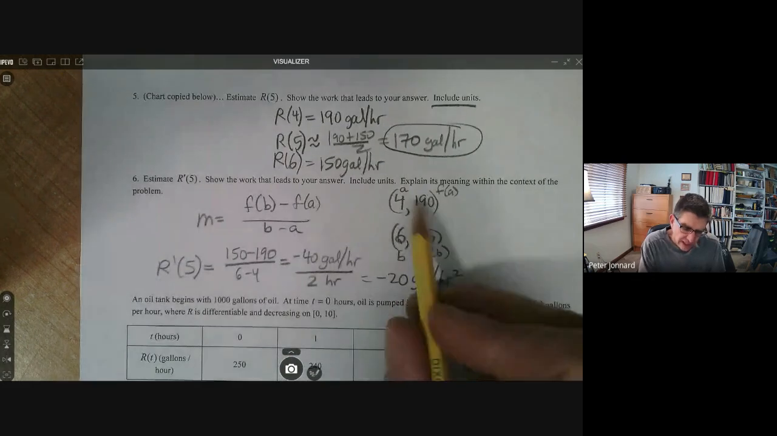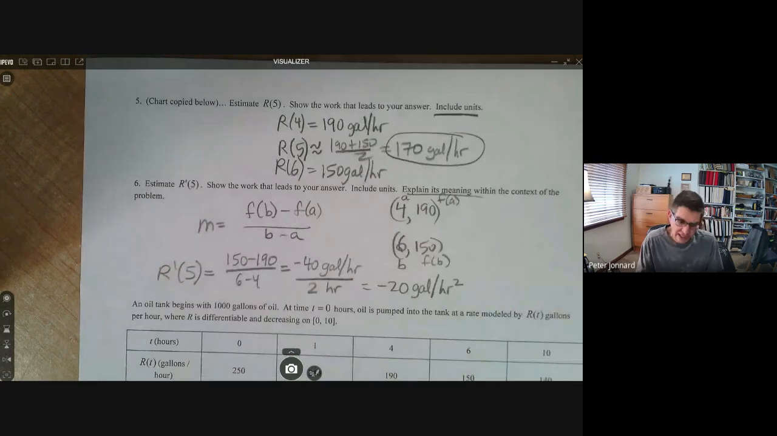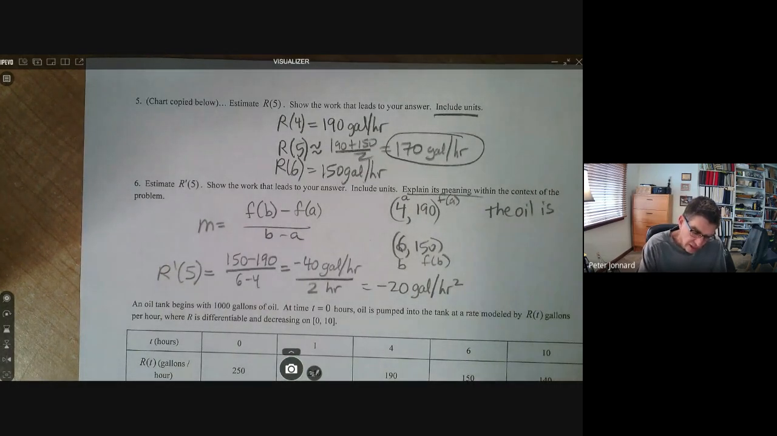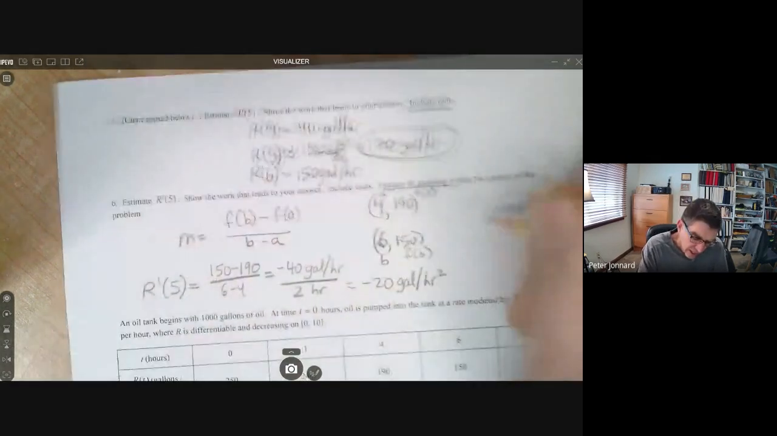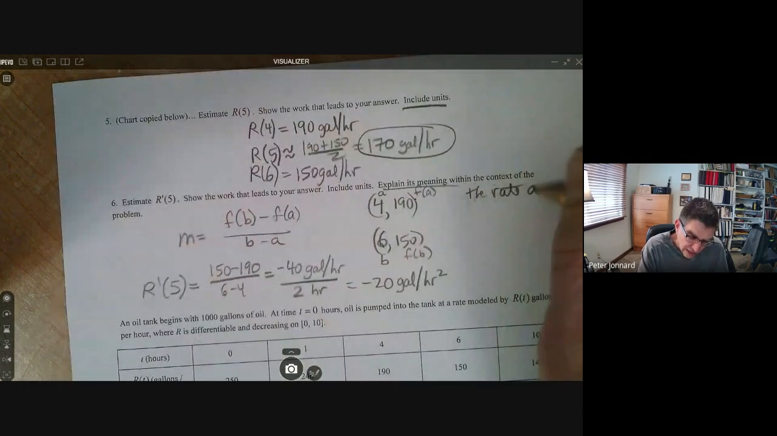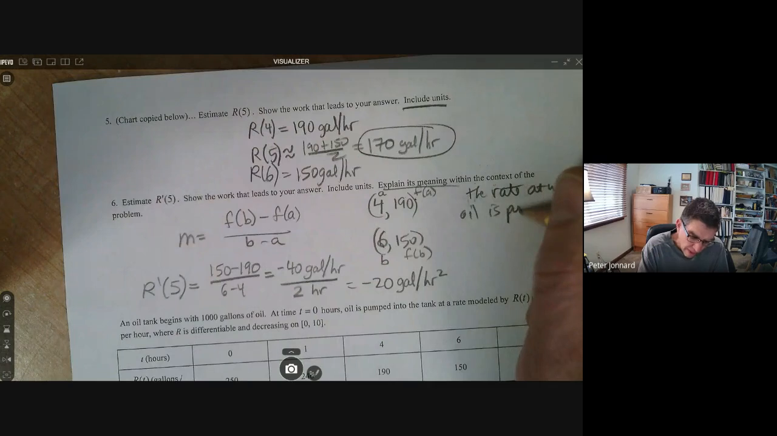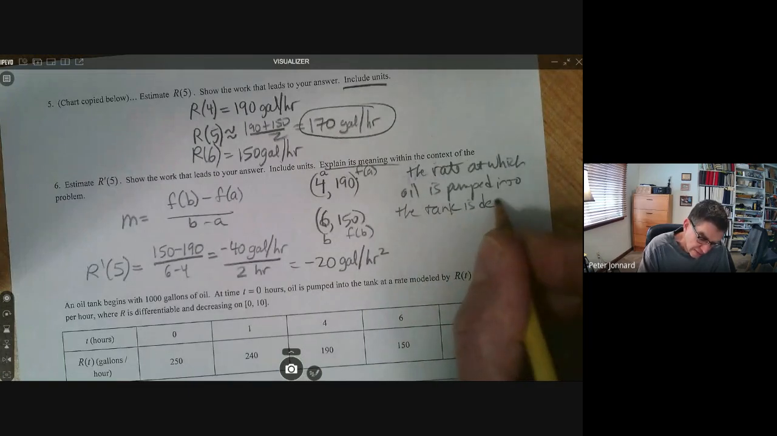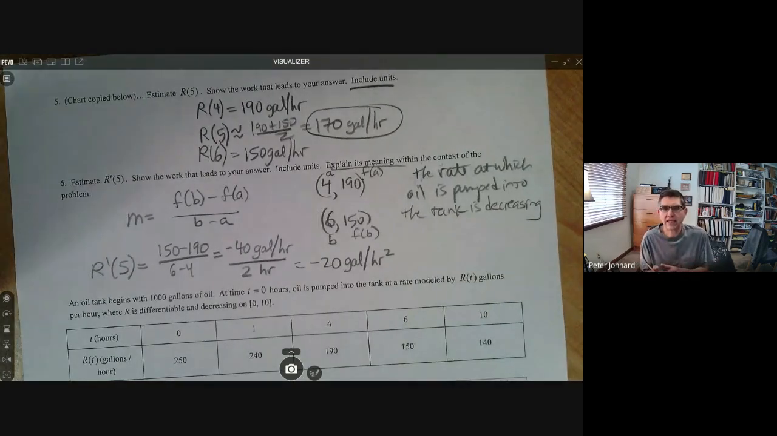I've included the units, but now it says explain its meaning within the context of the problem. And students often don't see that. They don't read what that says. So what that means is the rate at which oil is pumped into the tank is decreasing. So the rate at which it is going into the tank is slower.